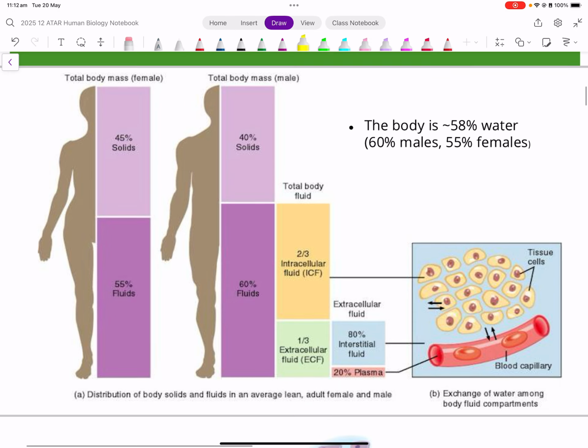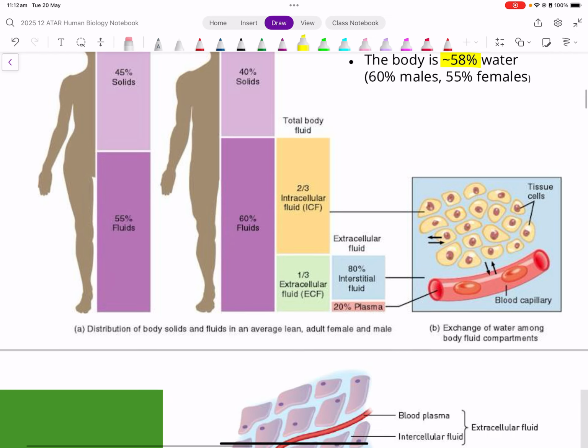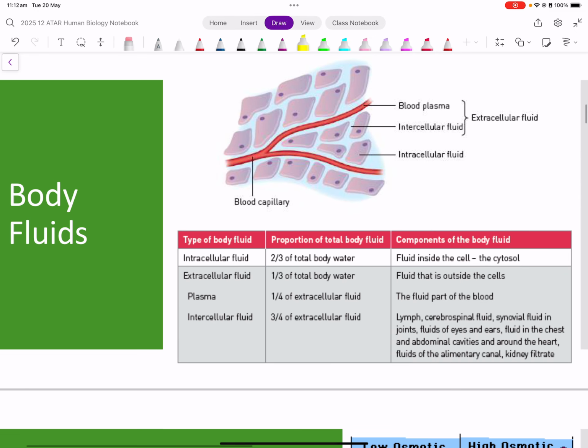So to start us off, this is just a very quick look at the proportion of the human body that is made up of water. Now, roughly across both sexes, that's 58%, with a slightly higher water concentration in males than females, and that's just due to differences in the body composition, so between fats, between muscle tissue, and the relative water concentration of those types of tissues.